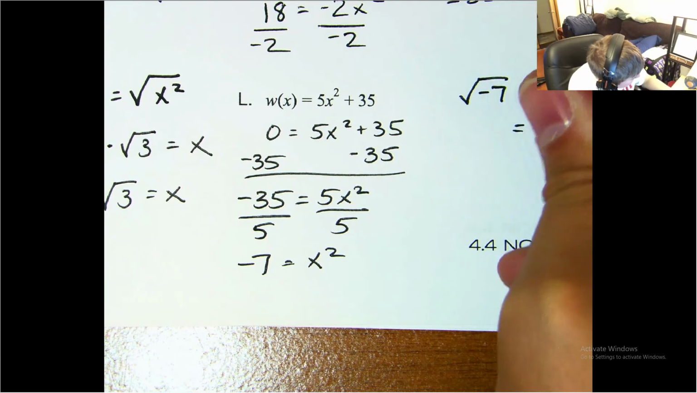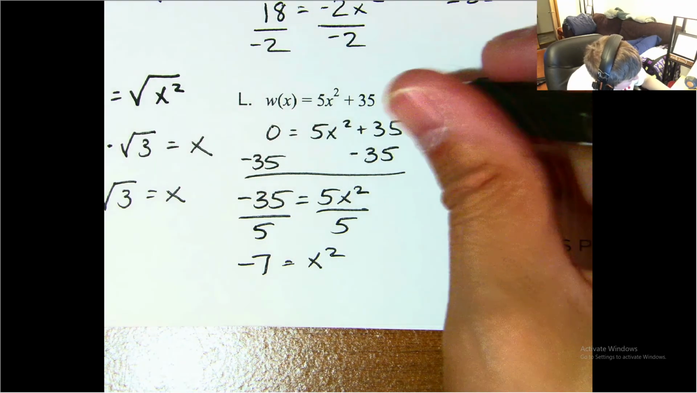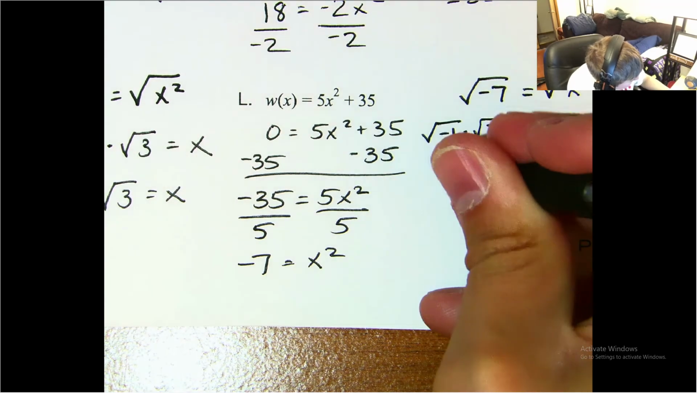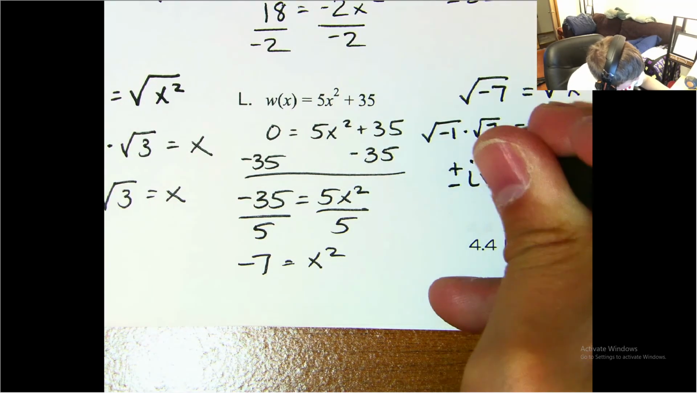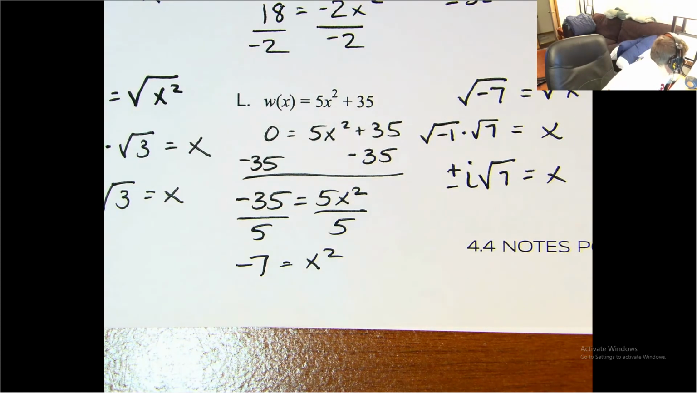These are going to cancel to just x. And here, the only perfect square there is negative 1. So we're going to have negative 1 times the square root of 7 to get plus or minus i square root of 7. There's one thing that I would like to do before we end this lesson today.